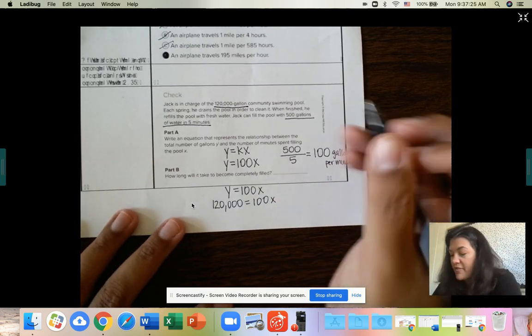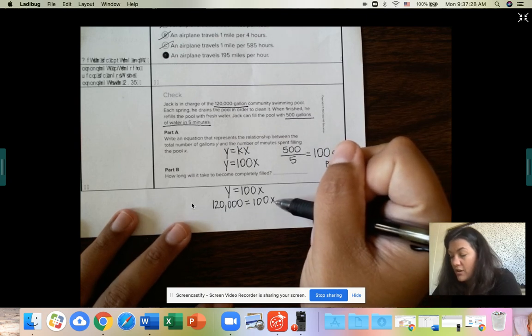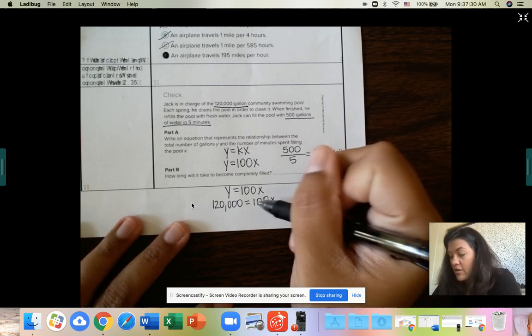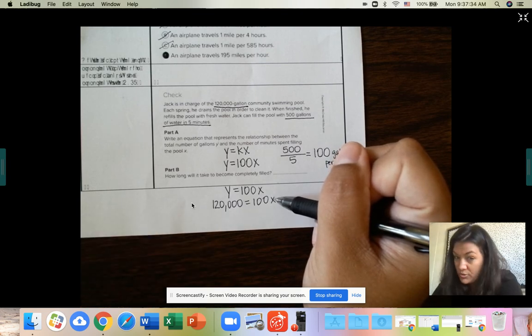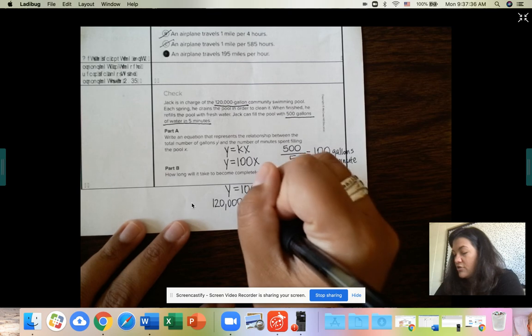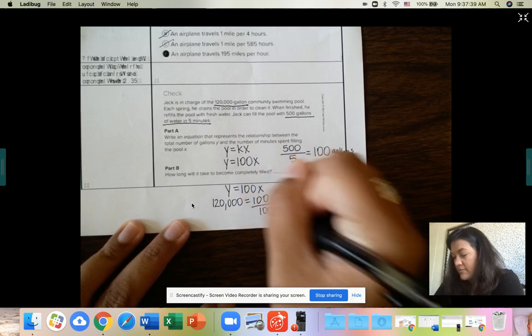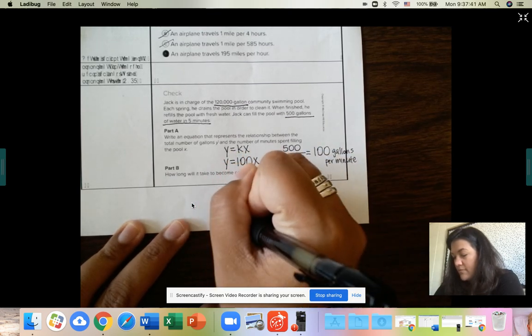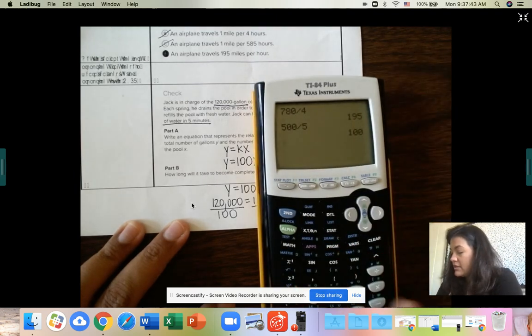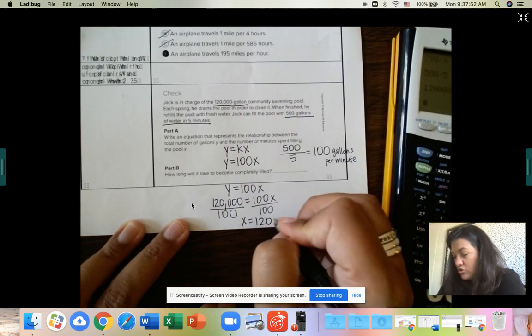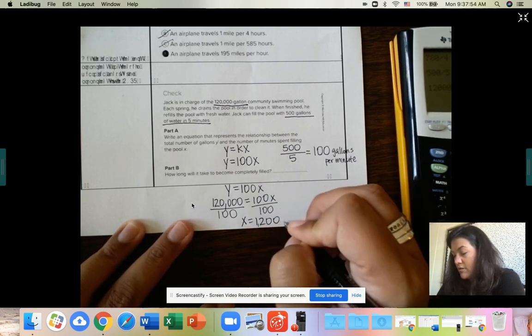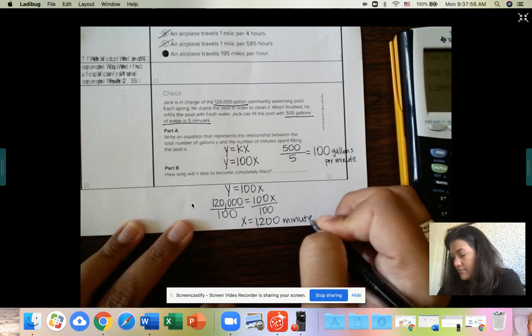And now we can solve that. To get X by itself, this is 100 times X, so we need to undo multiplication so we can divide by 100. And 120,000 divided by 100 is 1,200 minutes.